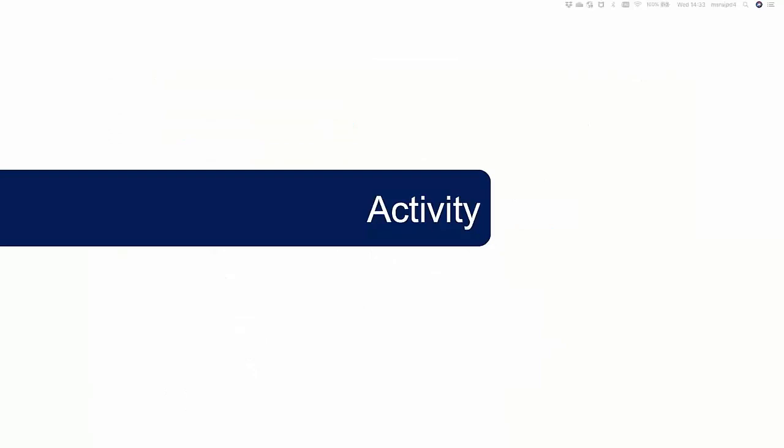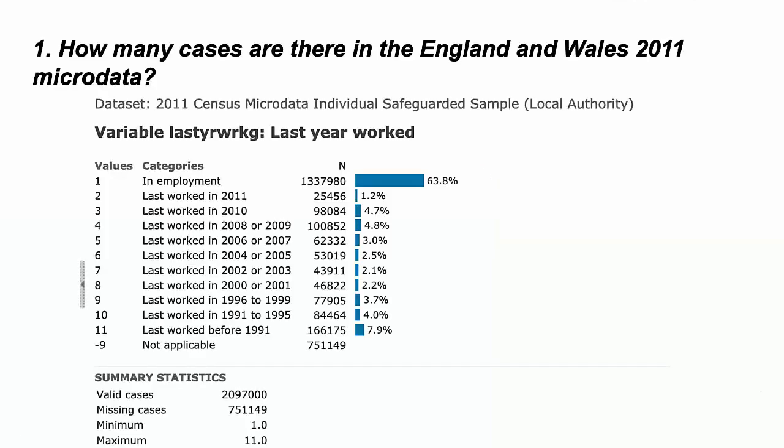So what we'll do now, so I think we'll give you 15 minutes for this activity. So the first question that we had was, how many cases are there in the England and Wales 2011 microdata? So how many cases were there? So how many people, what were the numbers that made up this 5% sample of the England and Wales 2011 census? So there's a poll coming up now, it's multi-choice. Tell me what you think the answer is. Which one do you think is right?